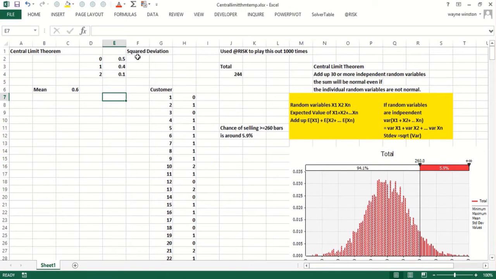Now, to find the variance for one customer and the standard deviation, remember we take the expected value of the squared deviation from the mean. There's that minus this.